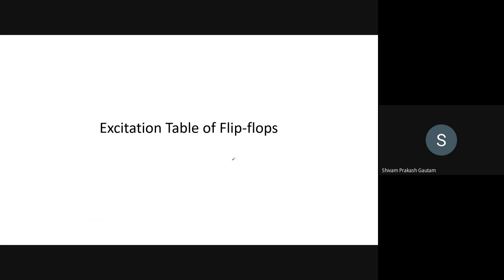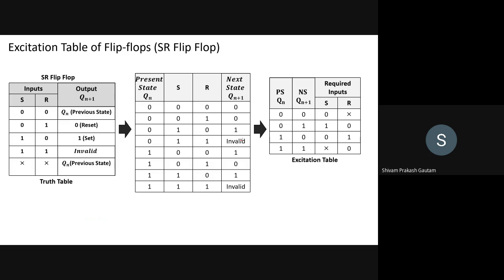Excitation table of flip-flop, though we have already seen what is excitation table for different flip-flops. We will again have a view of those, right? So excitation table for SR flip-flop. You can see the state table or truth table is given for SR flip-flop. When both S and R are 0, it will not change its state. So you can see this is present state, and in this table, this is next state. When both are 0, it will not change. Future state is equal to past state.